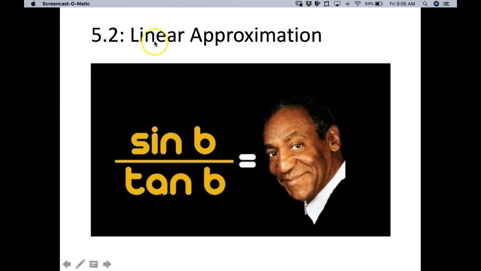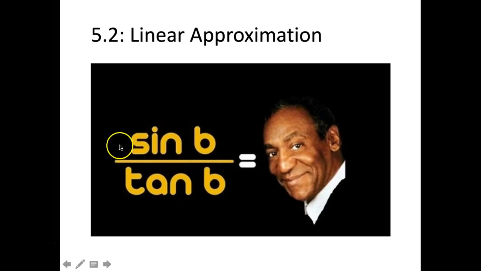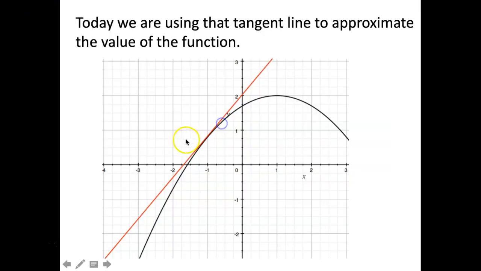Okay guys, today we're doing 5.2 linear approximation. Okay, so let's get started. Today we're going to be using a tangent line to approximate the value of a function. So let's say I start out with this function here. This is going to be my f of x, just like we were talking about yesterday.